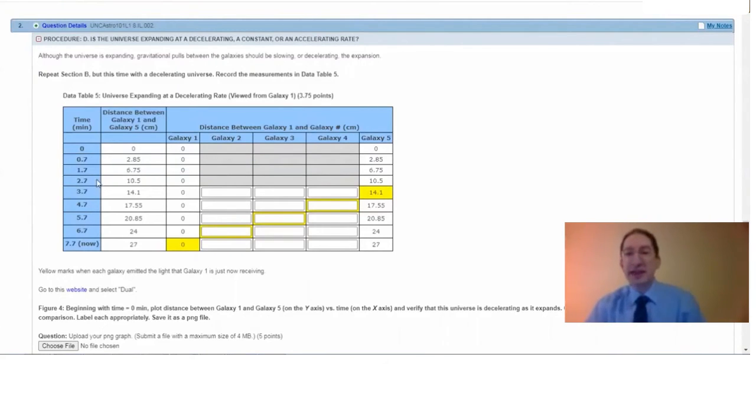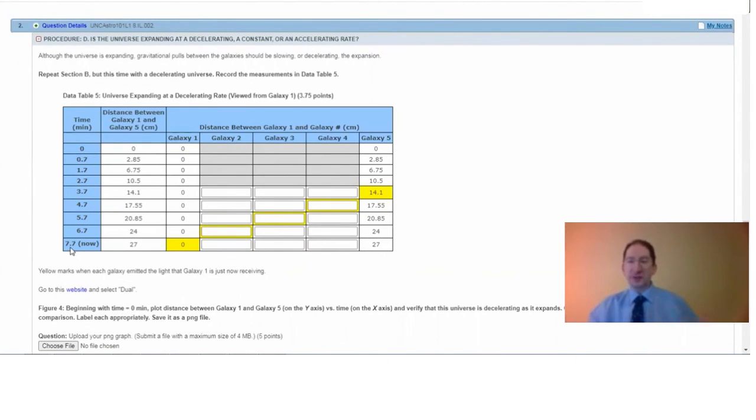So here we have a decelerating universe. We have time in this column, the distance between galaxy 1 and 5 in this column, and then you'll make your measurements just as before. So the first thing you're going to do is go to the graphing website, and you're going to plot how the distance between galaxy 1 and galaxy 5 is changing with time. So these data on the y-axis, these data on the x-axis, just as you did before.